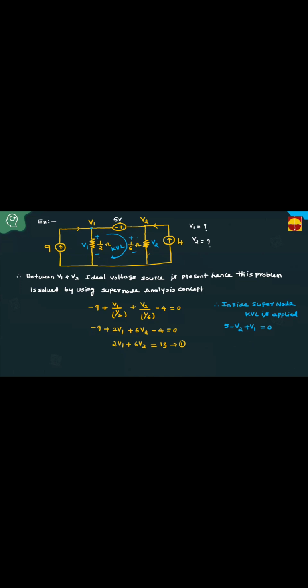Then from this, what is V2 equal to? V1 plus 5. V2 equal to V1 plus 5. Then from this, what is V1 minus V2? V1 minus V2 equal to minus 5. Let this be equation 2. Now solve 1 and 2, by solving 1 and 2.